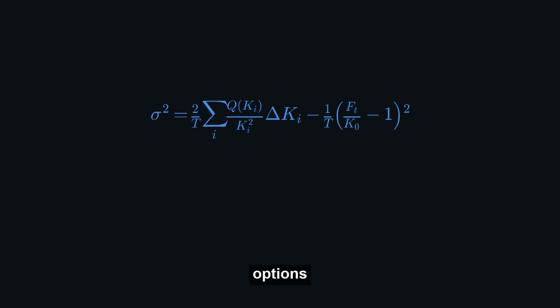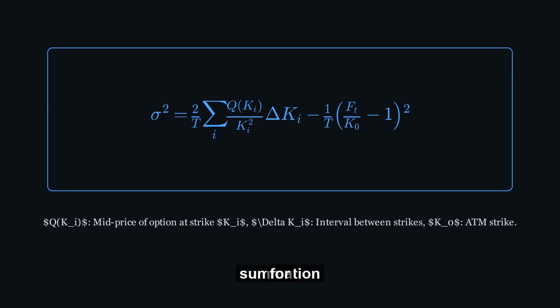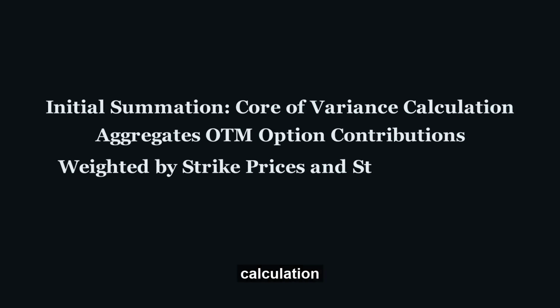With our selected options, we can now set up the initial summation for the VIX variance calculation. This formula aggregates the contributions of each out-of-the-money option, weighted by its mid-price, its strike price squared, and the interval between strikes. The final term adjusts for the difference between the forward price and the selected at-the-money strike, ensuring a precise measure of implied variance. This is the heart of the VIX calculation. This initial summation forms the core of our variance calculation.